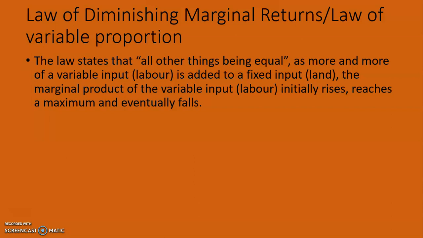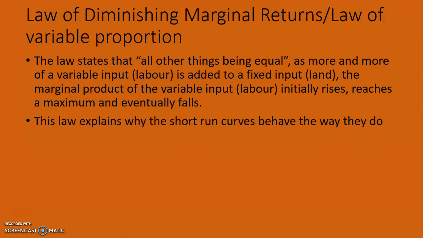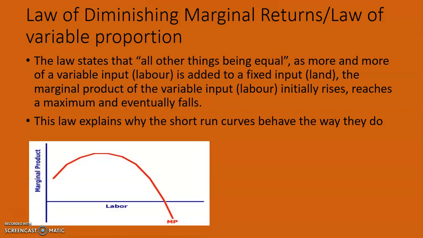of a variable input, that is labor, is added to work on a fixed input, which is land, the marginal product of the variable input, which is labor, initially rises, reaches a maximum, and then eventually falls. So that is the law. Now, this law explains why the short-run curves behave the way they do. The indicator to the law of diminishing marginal return is the marginal product. So whatever happens to the marginal product tells whether the law has actually taken place or not.